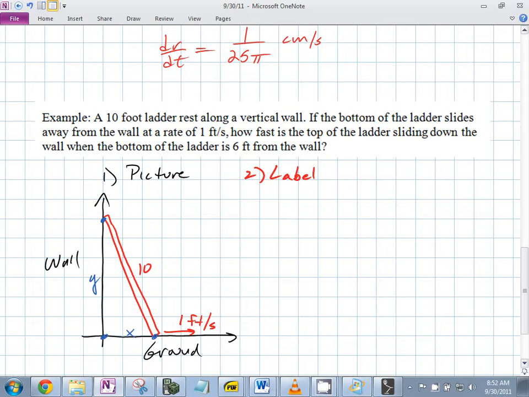Okay, so now we need to relate. What are we relating? We need to relate x and y. So if we're going to relate x and y, what do we need? An equation. An equation that relates the two. Exactly. Can someone tell me now what the equation is?